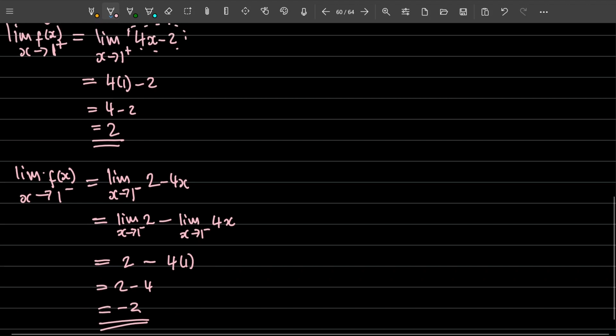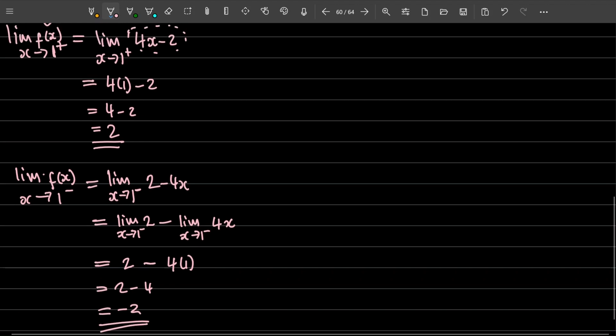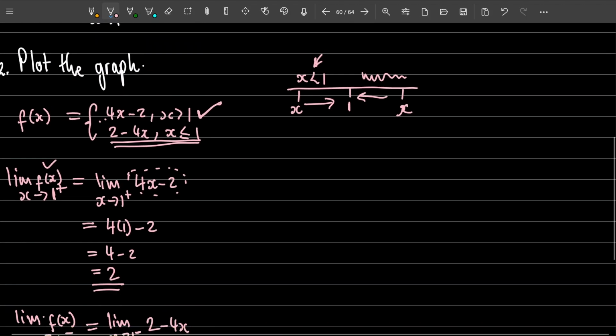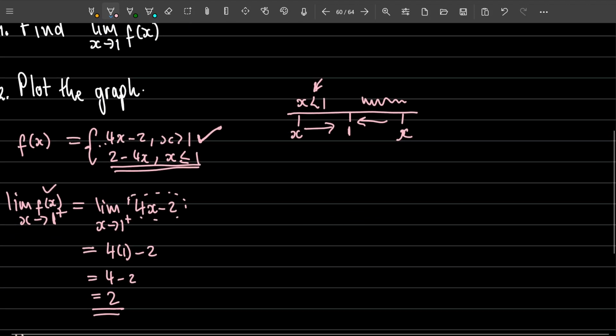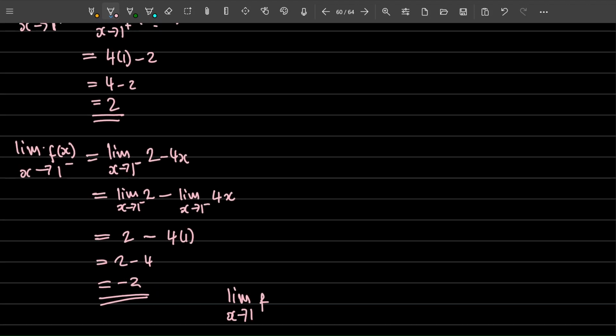Now, can you see? Are the answers the same? No, they are not the same. So does the limit exist? No. So you can now say, therefore, the limit as x approaches 1 of f of x does not exist. Okay?